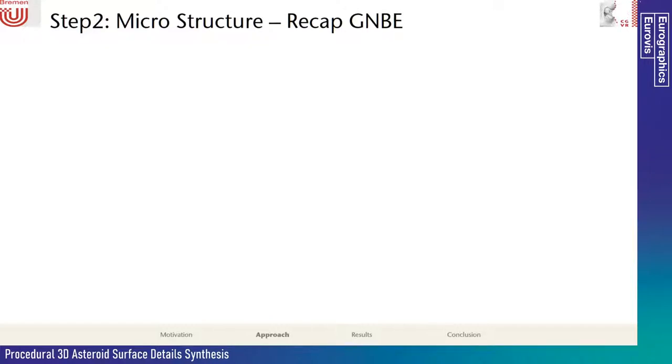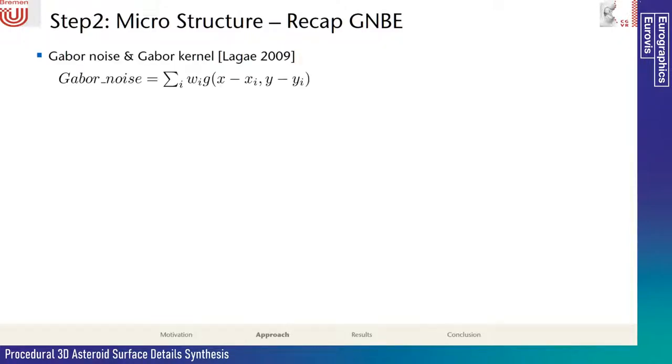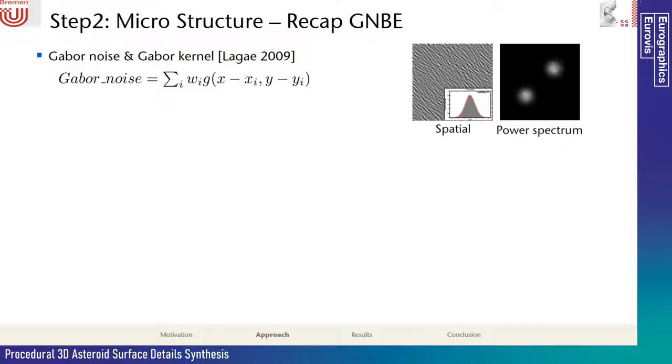In order to generate macro structures, let's recap the Gabor noise by example at first. Gabor noise is actually a convolution of random distribution Gabor kernel impulses with random weight values. If we do the Fourier transform on the Gabor noise, we can find the power spectrum is the Gabor kernel, because the convolution in the spatial domain is actually a multiplication in the power spectrum. So the power spectrum of the Gabor kernel is the same as the Gabor noise.